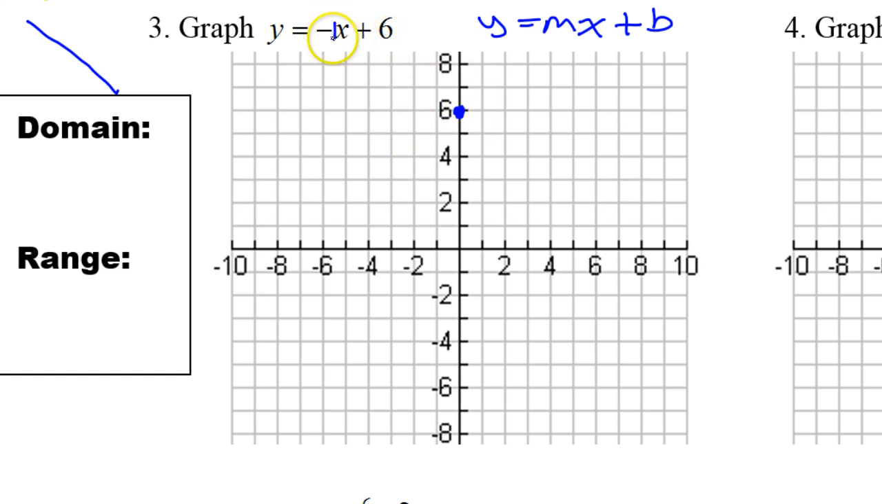Now, the slope of negative 1, I'm going to think of it as negative 1 over 1. So I'm going to go down 1, right 1, like this. And I can repeat the pattern a little bit to the left. And that's really all there is to it.